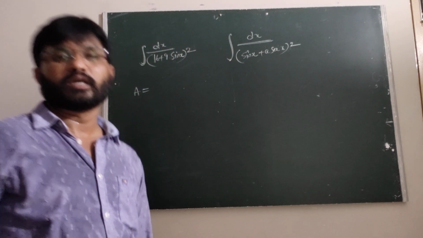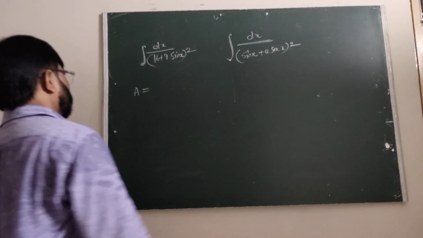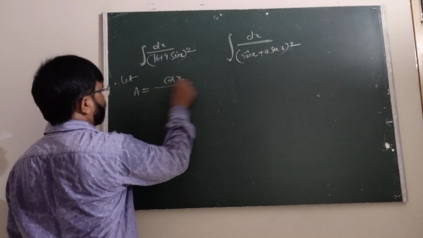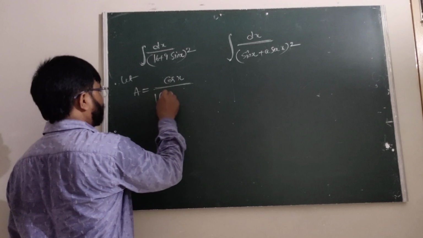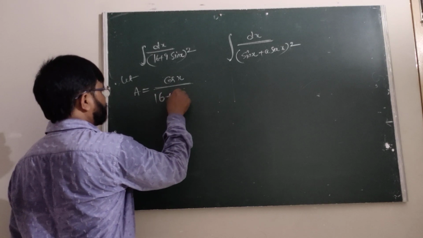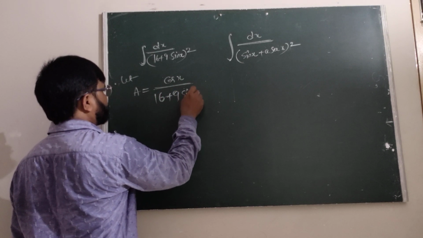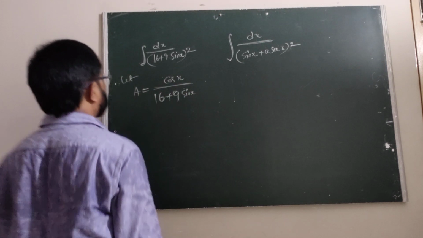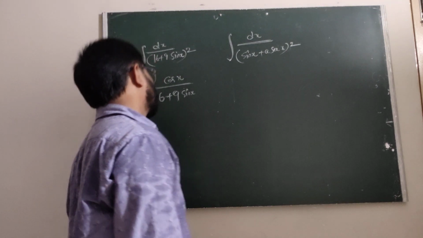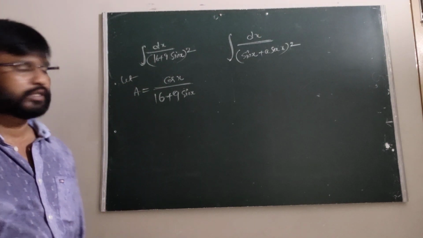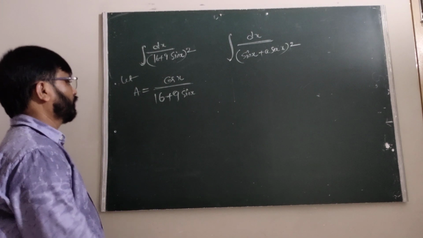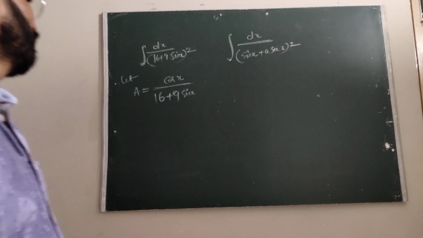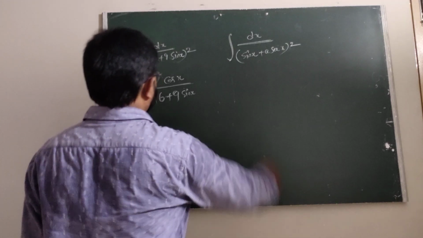In the last question, cos x is there. Now let A be taken as cos x upon 16 plus 9 sin x. Then after the differentiation, we have to get again the same as the last method. So how to evaluate this one?